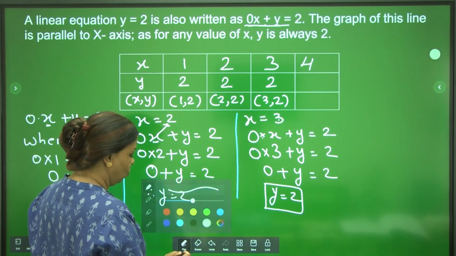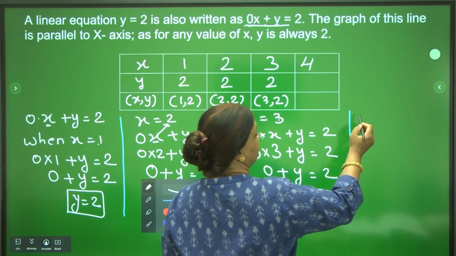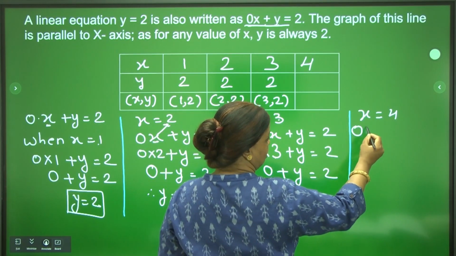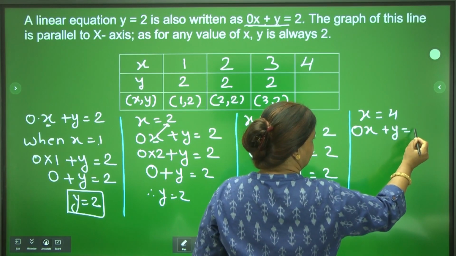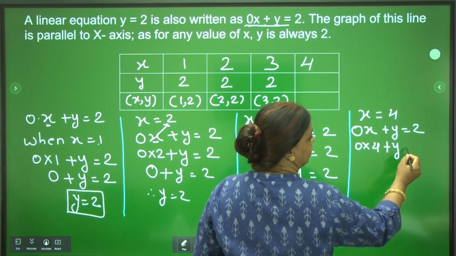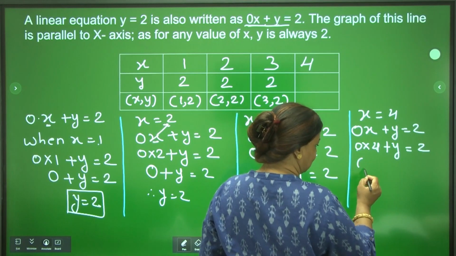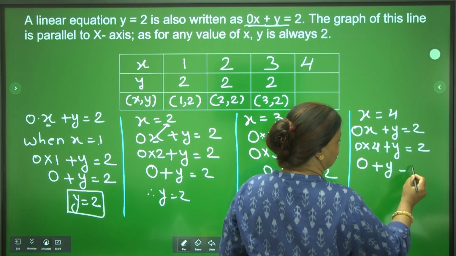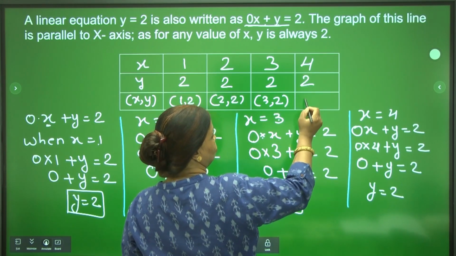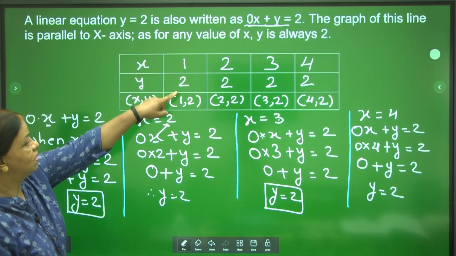When x is 4, if I take x is equal to 4, my equation is 0x plus y is equal to 2. 0 into 4 plus y is equal to 2. 0 multiplied by 4 will be 0. So you will get 0 plus y is equal to 2. Finally y is equal to 2. Again you got the value as 2. So the coordinates are 4, 2.